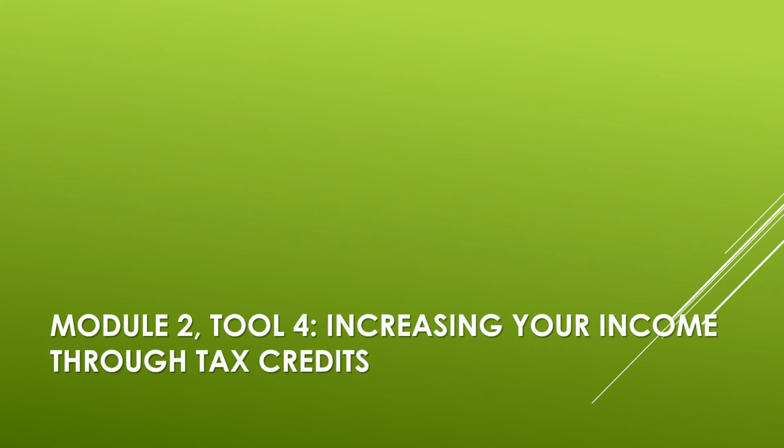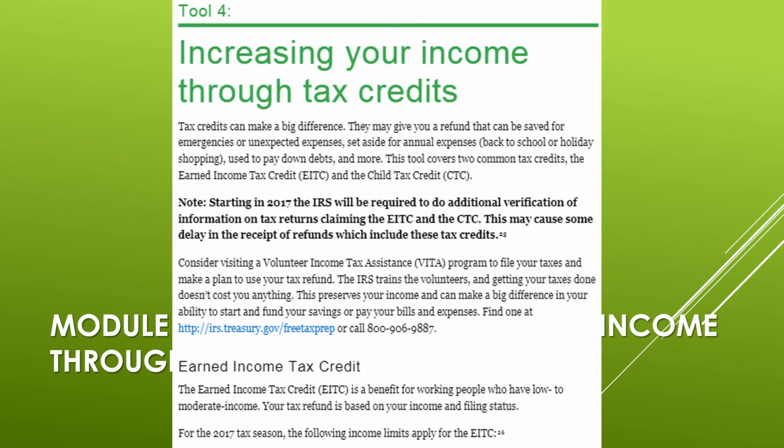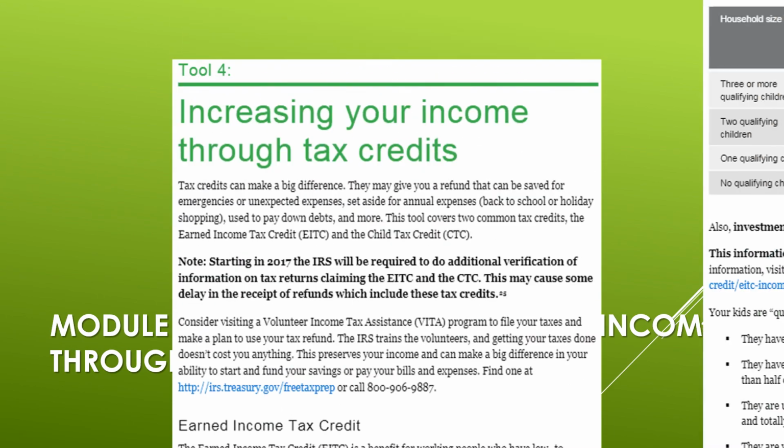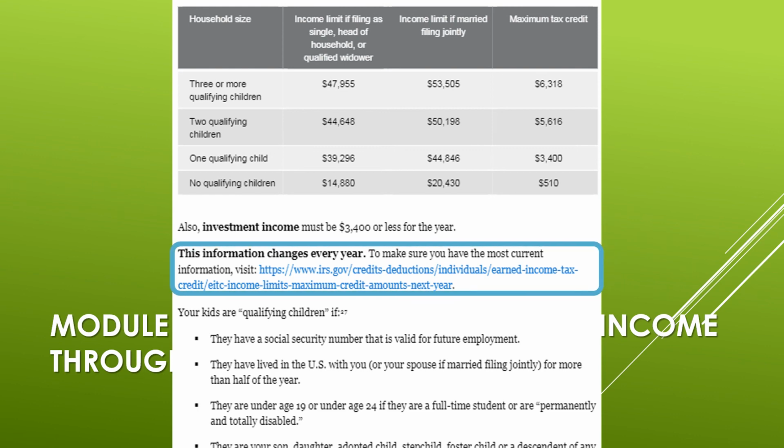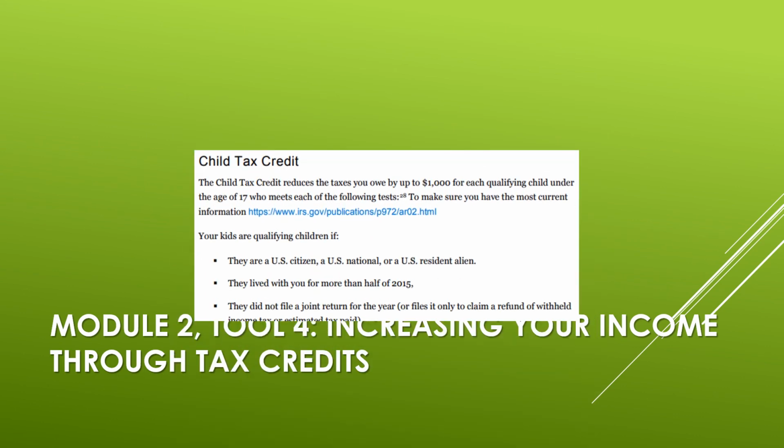Module 2, Tool 4, defines the Earned Income Tax Credit, then shows a table of the income limits and the maximum tax credit. Be sure to visit the website listed for updated information on income limits. The last page of this tool gives information on how to use BIBIS to pay less taxes. This tool will really come in handy between the months of January and April, when everyone in America suddenly becomes interested in tax policy.